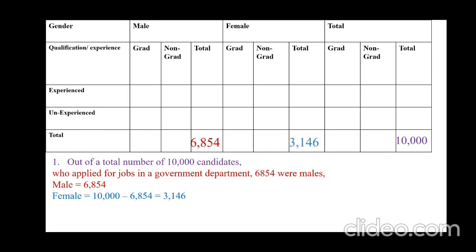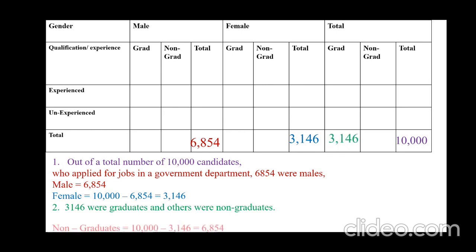Look at how much has been given, based on the color I'm matching. Then 3146 were graduates and the others were non-graduates. Graduates, how much? 3146. Graduate total will be given. Come to the next part. Non-graduate is 10,000 minus 3146. Non-graduates can be found that way. What is it? Total minus graduates. We will get it in this format.